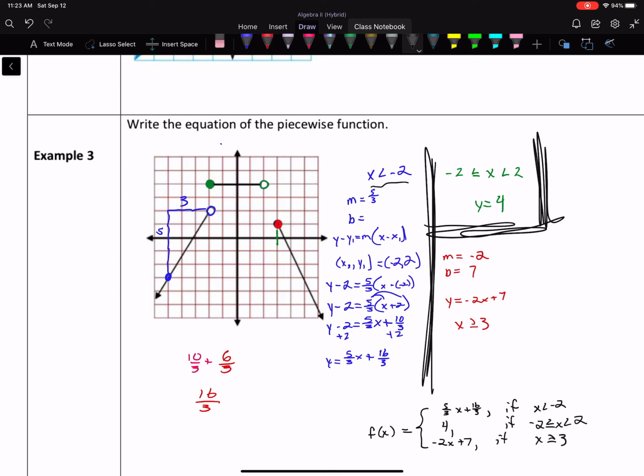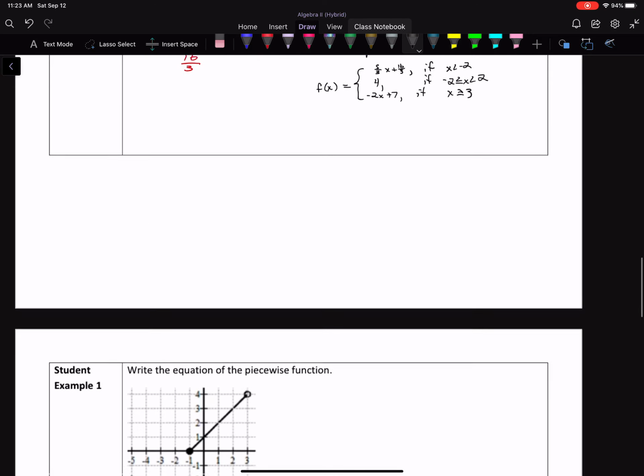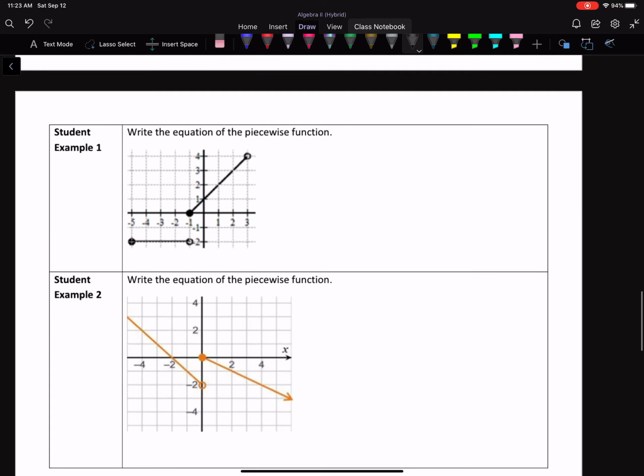And there you go. That's about as difficult as writing piecewise functions can be. There's just 2 examples again, and that takes care of piecewise function.